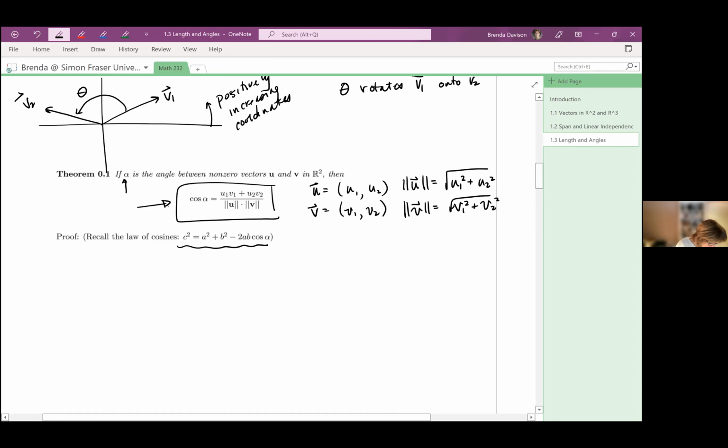And so let's just draw a picture of what's going on here while we're doing this. And that is going to be, we have one vector here, v. We've got a second vector over here, u. And we've got an angle between them, alpha. And then this vector here is v minus u.